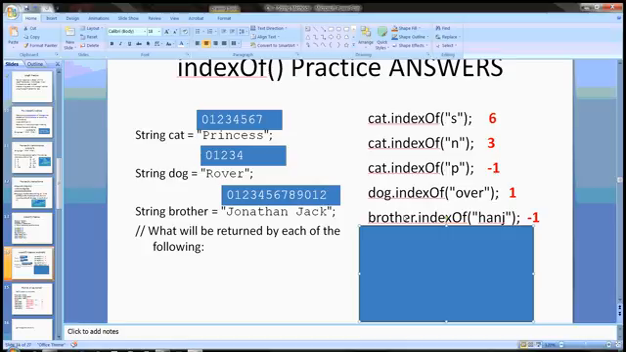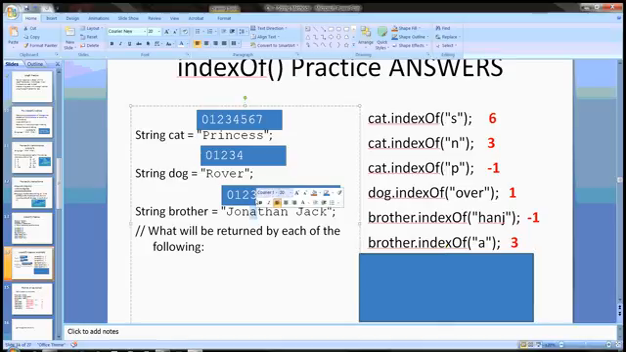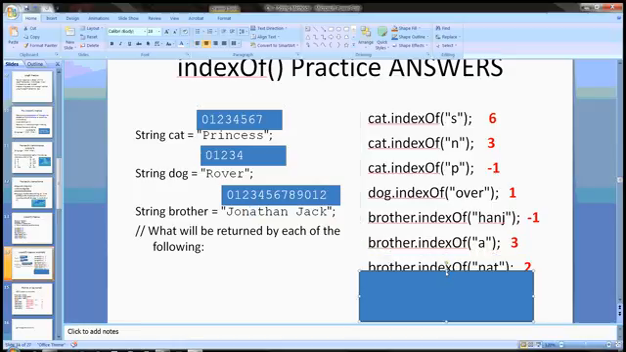Okay, then now it's looking in the variable brother for HANJ. Here's HAN and a J, but the problem is that there's a space in between and J is capital, so again that's two things against it, and so it doesn't find it, therefore it's a -1. Brother.indexOf A, so it's looking for A in brother, and there are two A's. It's looking for the first instance, and that is 3. Now it's looking for nat, N-A-T, in brother, and here it is. Here's your substring, and it's looking for the beginning character, the N, so that's 2.